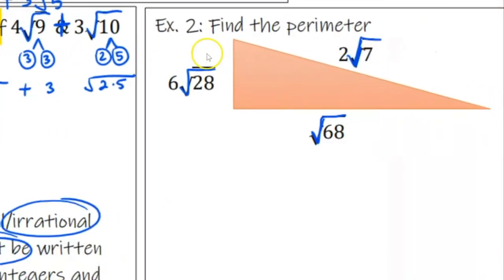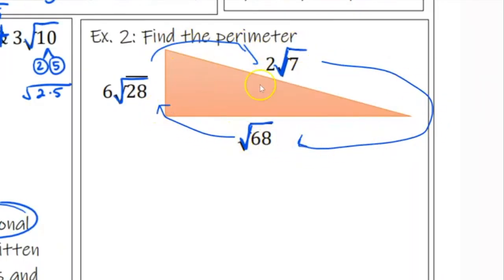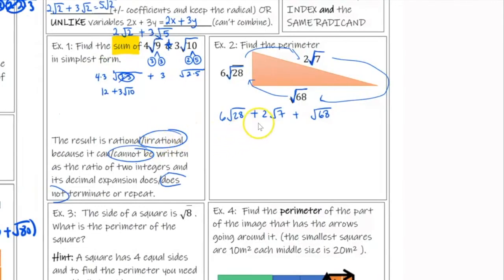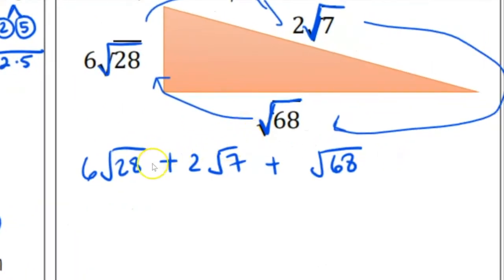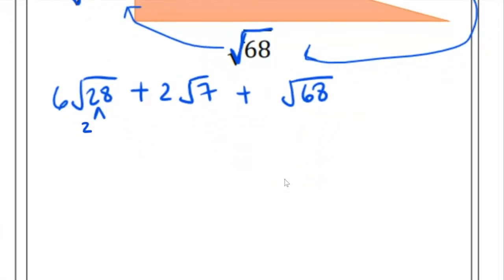All right, so find the perimeter. Again, what is the perimeter? The distance around the entire shape. So I have 3 things that I need to add together, so I'm going to write those down. I have 6 radical 28 plus 2 radical 7 plus radical 68. Right now, can I combine these? No, they look very different. This is 28, this is 7, this is 68, I can't. But sometimes when you simplify, you can. Use a calculator. At this point, I'm just assuming your prime factorization is strong.